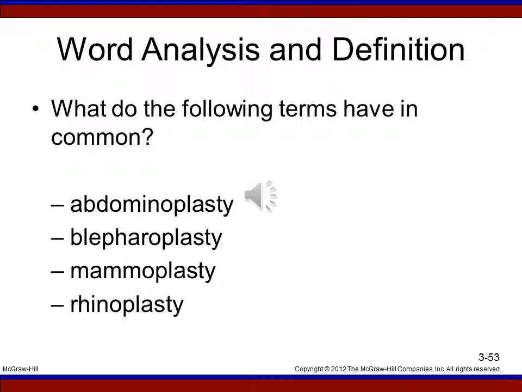So abdominoplasty, from the root abdomino, is a tummy tuck. Blepharoplasty, from the root blepharo, is eyelid. That's the correction of defects in the eyelids. Mammoplasty, from the root mammo, is breast. That's the surgical procedure to alter the size or shape of breasts. And rhinoplasty, from the root rhino, means nose. It is the surgical procedure to alter the size or shape of the nose.